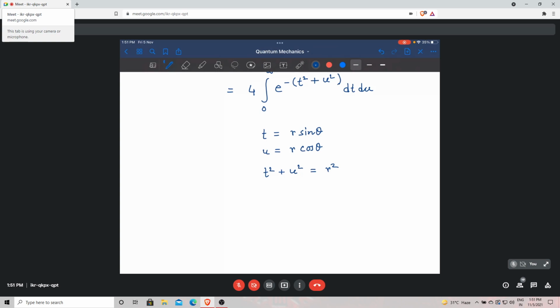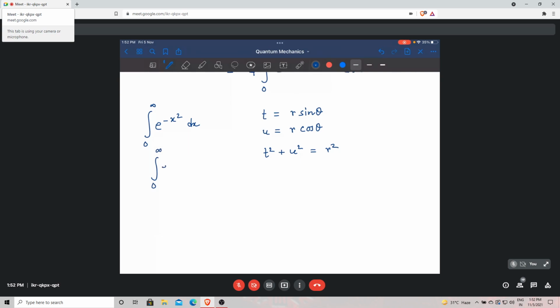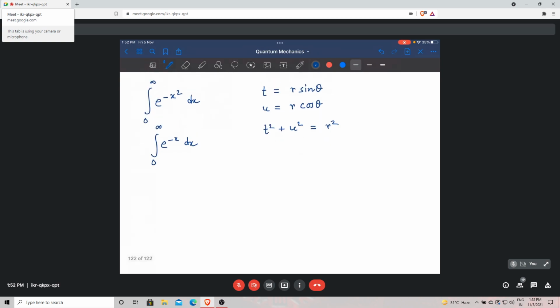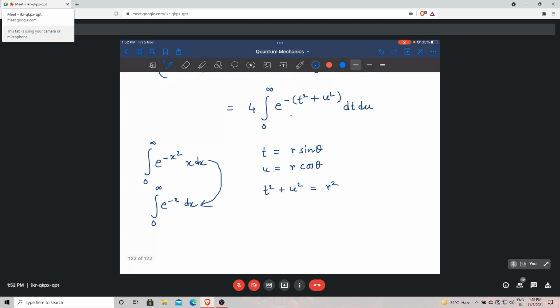Let me make it a bit clear why I am doing this. I don't know how to solve the integration of e to the power minus x square dx. But I know how to solve the integration of e to the power minus x dx. If we just had another x dx here, I could turn this integration into that one by calling x squared some y. But we don't have any x here, so we are trying to put in such a term: e to the power minus r square, r dr d theta, right?